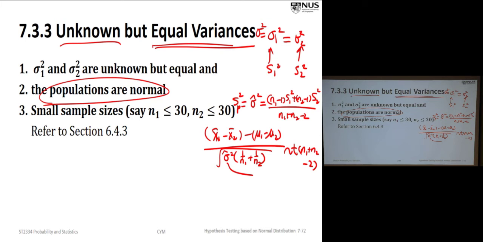Even this one, we can modify it. Okay, but let's assume the underlying is normal, and we don't know sigma 1 and sigma 2. But we know that they are equal. So I can use this formula. So it does not require the sample size to be big. All right?